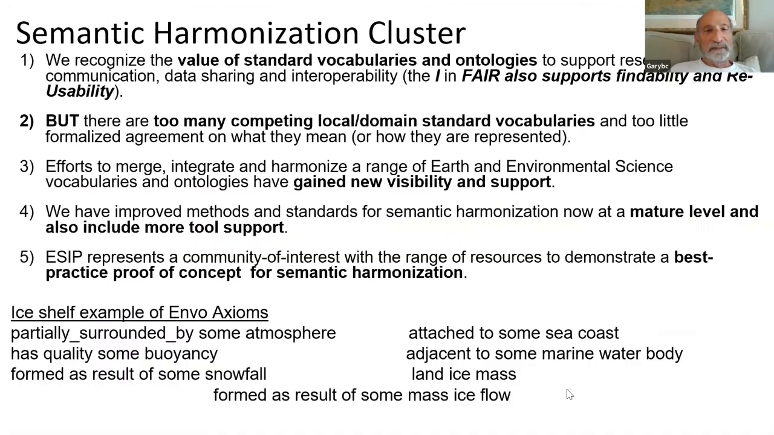Let me go to the next slide, which shows, Bill, can you advance the slide? Yes. Oops, one too much. This slide summarizes sort of 5 principles here. One is that we recognize the importance of interoperability, and we're all about that. That's represented in FAIR, but if you make things interoperable, it also supports the easier goals of findability and reusability. The problem, however, along the diagonal I showed before, is that there are many competing vocabularies at the lower end and along the arrow. There's too little formalized agreements, and that's what we're trying to achieve here.